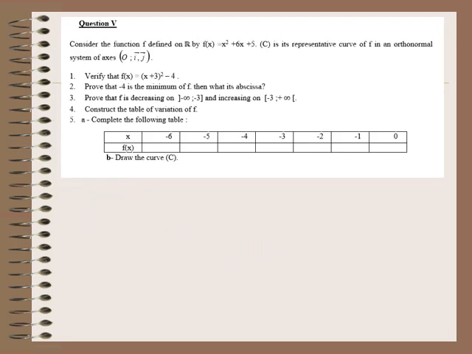Question 5. Consider the function defined on real numbers by f of x equals x squared plus 6x plus 5. C is its representative curve. Part 1. Verify that f of x equals (x plus 3) squared minus 4.